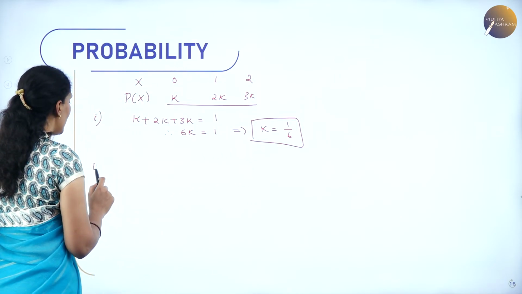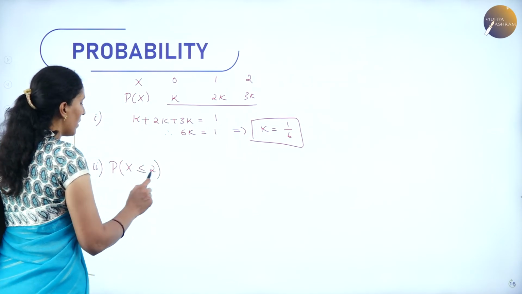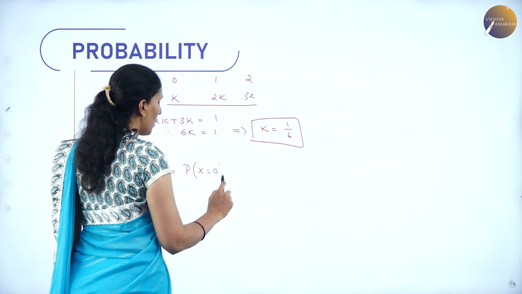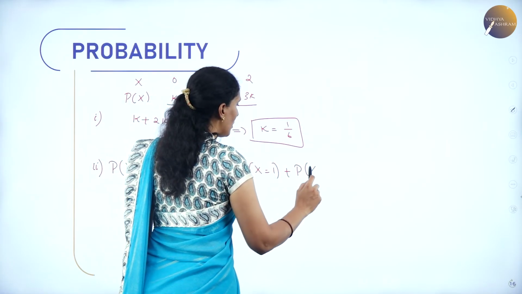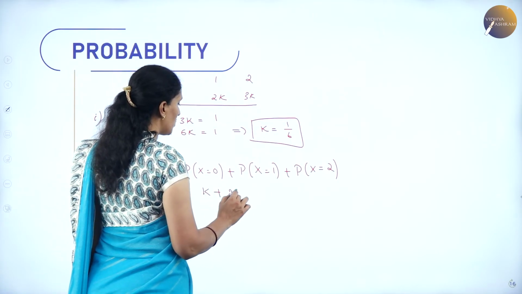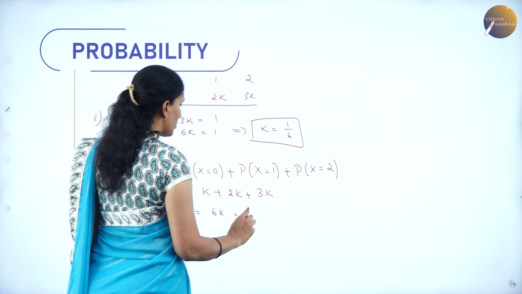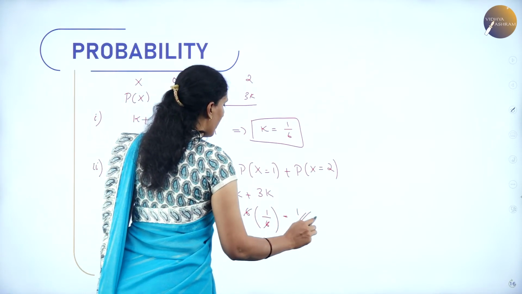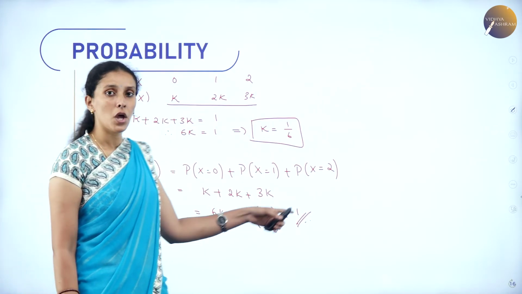The next thing is to find the sum of all probabilities for values less than or equal to 2. That means I need to take the probability for 0 plus the probability for 1 plus the probability for 2. For X equal to 0, it is K. For 1, it is 2K. For 2, it is 3K. So we have 6K, which is 6 into 1 by 6. The 6 cancels, so the value is 1. Hence, the probability for X less than or equal to 2 is 1.